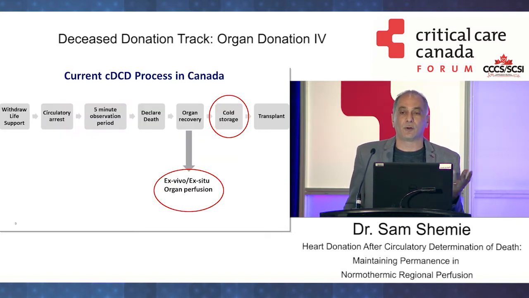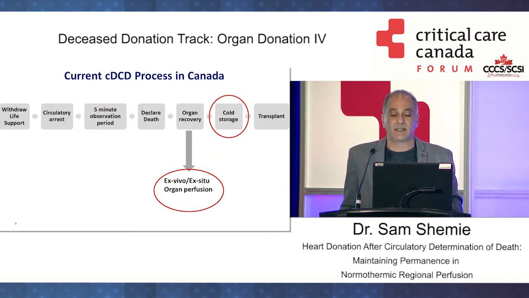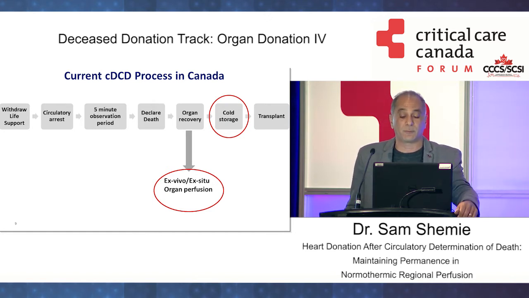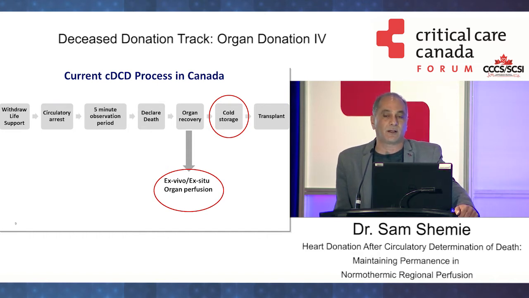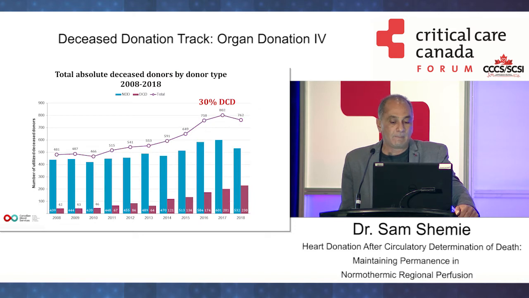This is our typical DCD process in Canada. After death and organ recovery, there are two ways. You use cold storage and you allocate and transplant, or you get onto an ex vivo, ex situ organ perfusion system that provides oxygenated circulation to an organ isolated from the body.